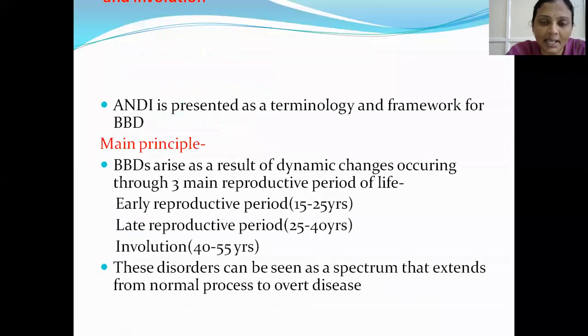So ANDI is presented as a terminology and a framework for benign breast diseases: aberrations of normal development and involution. The main principle is that benign breast diseases arise as a result of dynamic changes occurring through three main reproductive periods of life. The early reproductive period is between 15 to 25, the late reproductive period between 25 to 40, and the involution period 40 to 55 years. So these benign disorders can be seen as a spectrum that extends from normal process to overt disease.